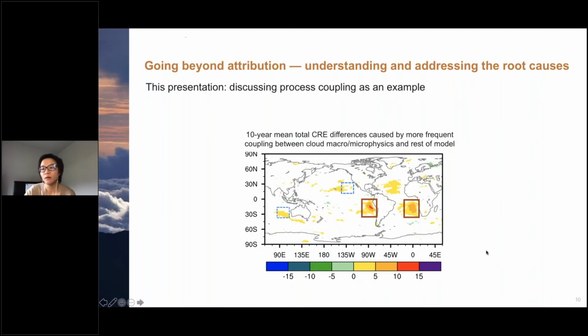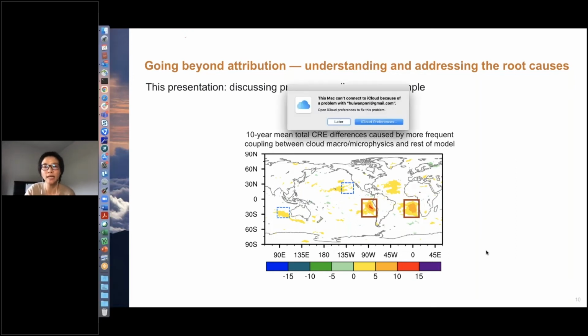So that was our attribution, which gave us some first impressions of what is causing what sensitivities. And then in order to be able to reduce those sensitivities and increase the accuracy of time stepping, we will have to go beyond attribution and try to understand what exactly is the reason, or are the reasons, that cause these sensitivities from a numerical perspective and from a physical perspective, and then try to come up with hopefully revised numerical methods that address those root causes. So in this presentation, I want to talk a little bit about process coupling as an example.